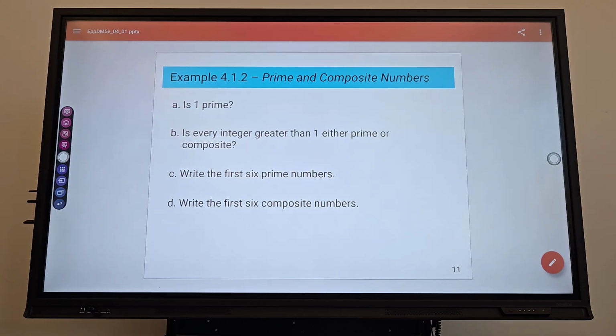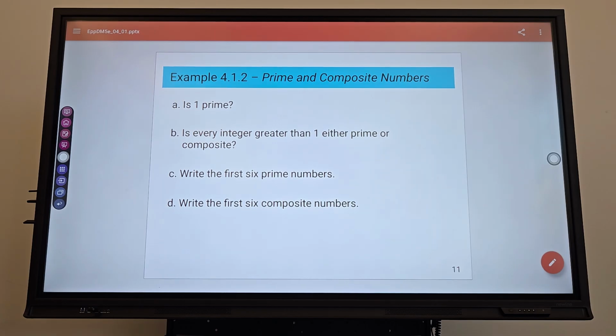Is 1 prime? Is 1 a prime number? Nope. A prime number has to be greater than 1. Yeah, it was in the definition before. Is every integer greater than 1 either prime or composite? Yes, it's one or the other, if it's greater than 1.